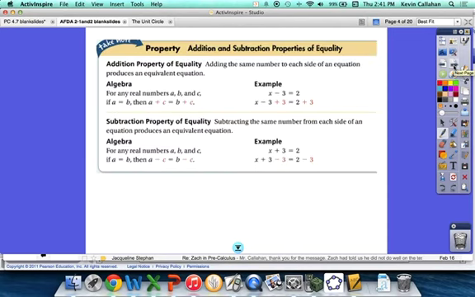Now, the properties of equality, you could read all that and not quite understand what they're saying, but I think probably you would. The addition property of equality just means you can add the same thing to both sides of an equal sign and not change the equation. The subtraction property of equality means you can subtract the same number from both sides of the equal sign and not change the fundamental equation that you started with. They call it an equivalent equation.